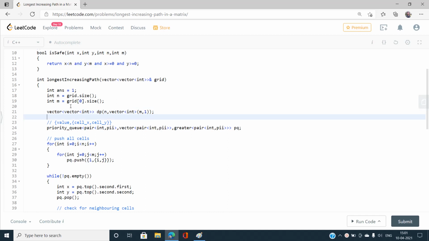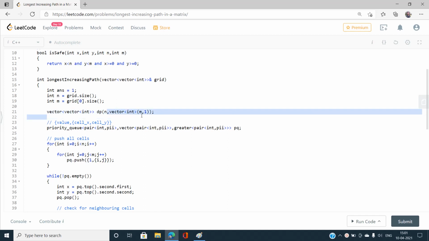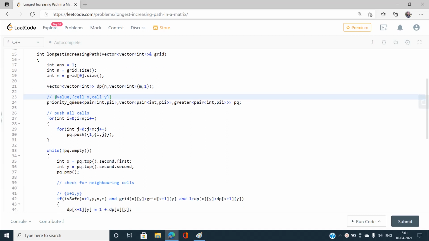You can call it dp or any variable, just for simplicity I am going to call it dp, it doesn't matter. Now the minimum answer for each cell can be 1. You can see I have initialized it with 1, and I have a priority queue that is going to act like a minimum heap, where it would be value comma cell coordinates, and it would be sorted according to this value, that is, the minimum value comes at the top of the priority queue.